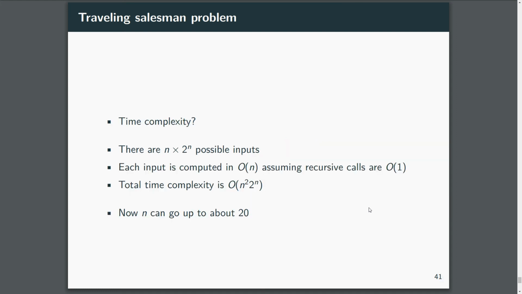What's the time complexity of this? We have n values for the index. We have 2 to the power of n possible subsets. So n times 2 to the power of n. Each input, we have a for loop going through all the vertices, j. So it's computed in O of n time. And the total time complexity is O of n squared times 2 to the power of n. So now we can take n up to 20-ish.